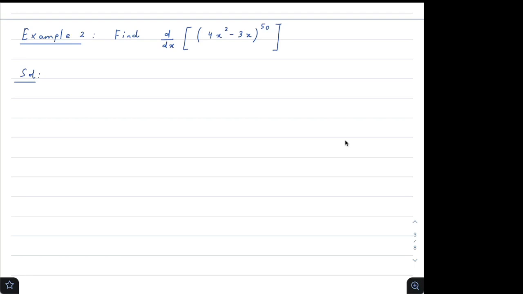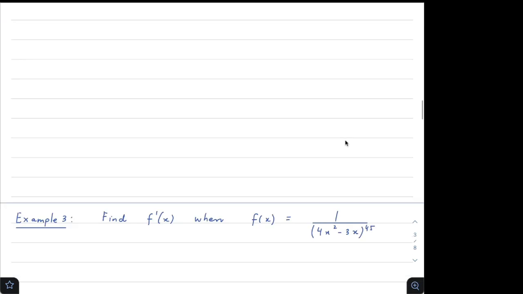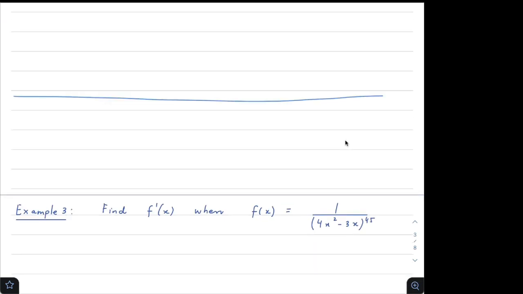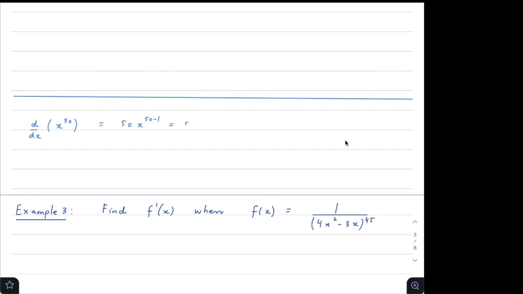Okay, now let's start with example 2. Let us see how we are going to differentiate a function like this. Before we do that, I want to ask you a question. Do you happen to know what is the derivative of x to the power 50? I hope you remember from the power rule that this is given by 50 times x to the power 49.